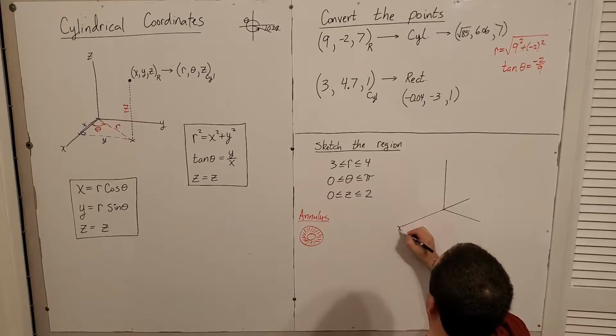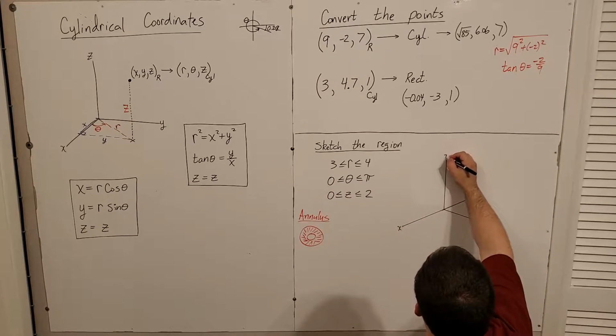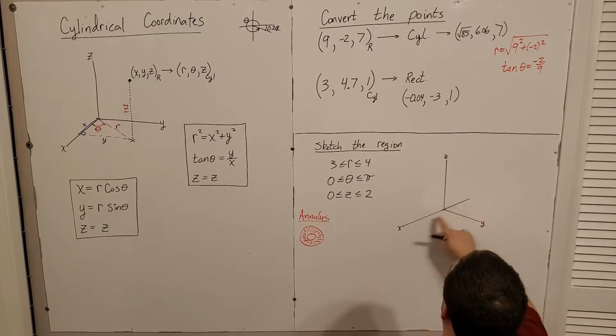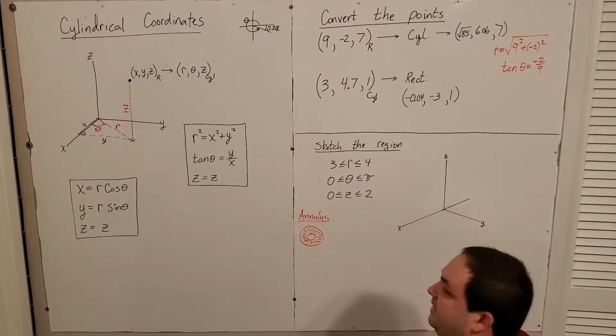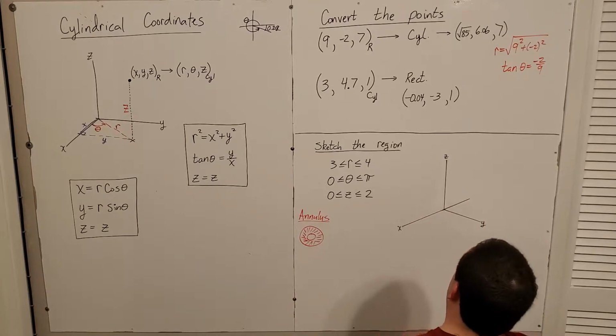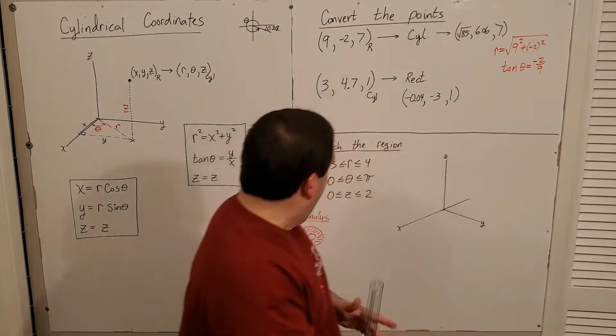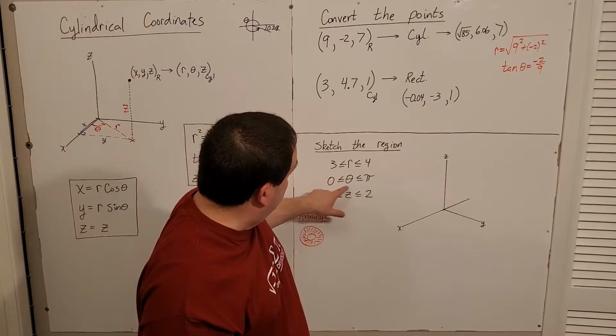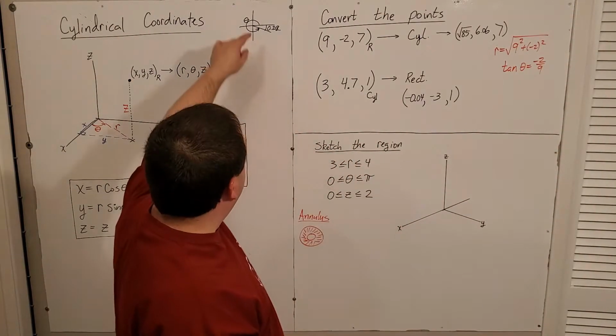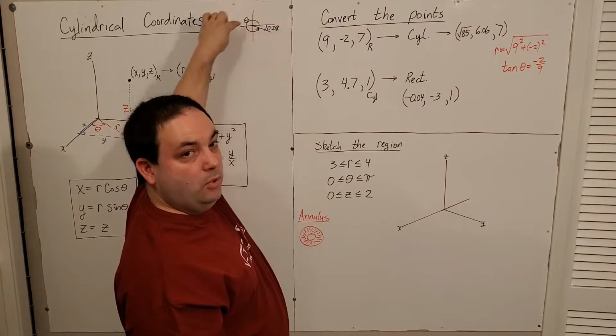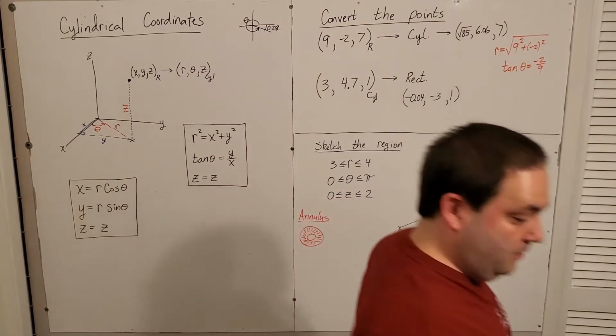So here's my x-axis, here's my y-axis, here's my z-axis, and you'll notice that I drew the x-axis into the negative side of itself because I need that, right? I need to be able to rotate my theta between 0 and pi, which is going to require my x-axis to have both sides. Okay?